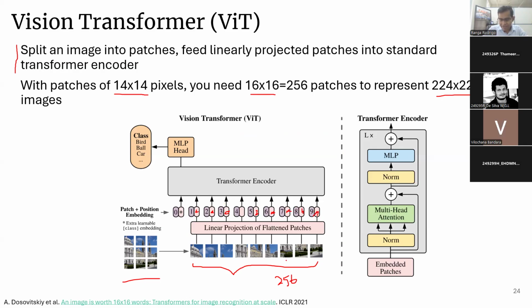But this is not enough, because in this scheme, the information that this patch is next to this patch is not there. That's why they take the X position and Y position, and give some information about where the patch is. Just 1, 2, 3, 4 is not enough. They convert that to a set of vectors of the same size for each of them.